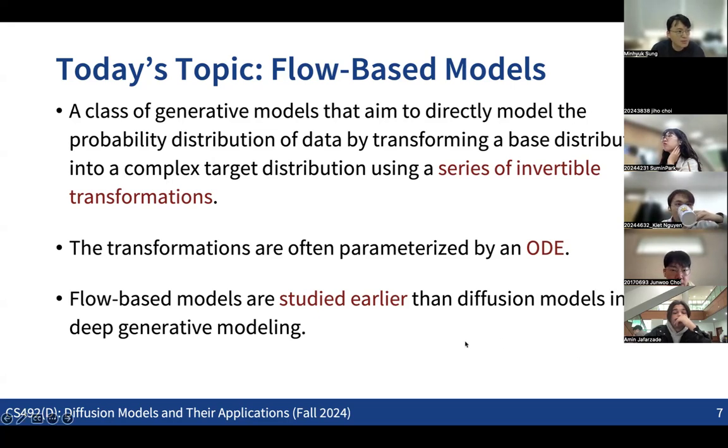Also, these transformations are parameterized as an ODE. In that sense, we are also going to see how the ODE formulations come into these new types of generative models.